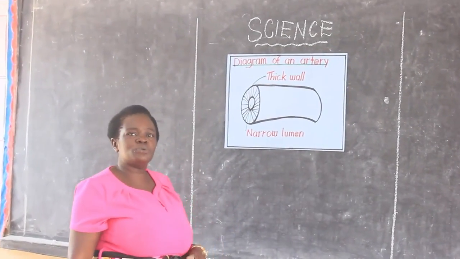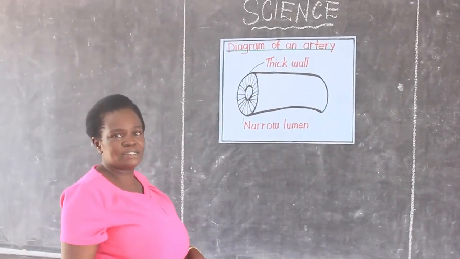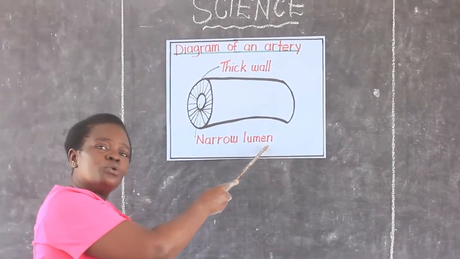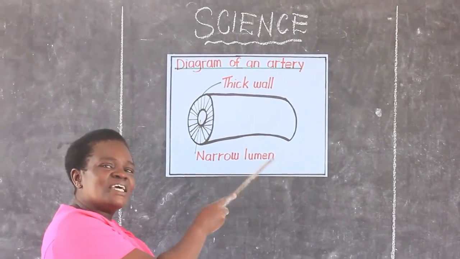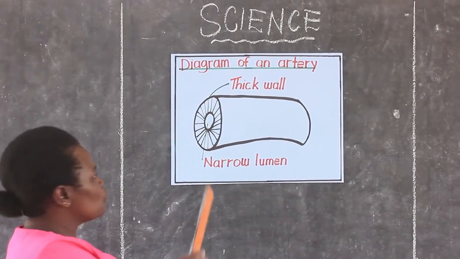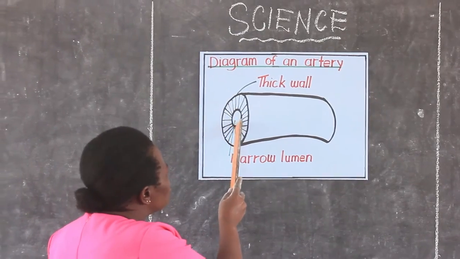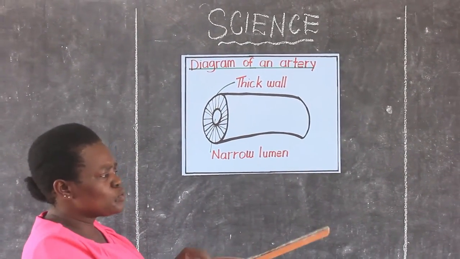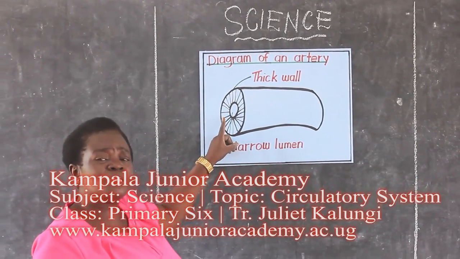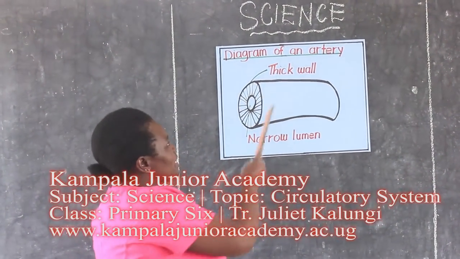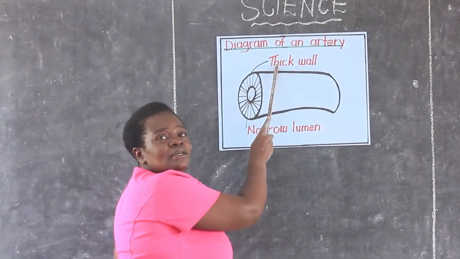And also very easy to name because it consists of very few parts. Among the parts, we have the narrow lumen. And I've already told you, children, that this is the scientific word to mean blood passage. So this is what we call a narrow lumen. This is where blood passes through the arteries. And I also told you that as blood passes through these arteries, it passes through with a very high pressure. And that's why arteries are made up of thick walls.